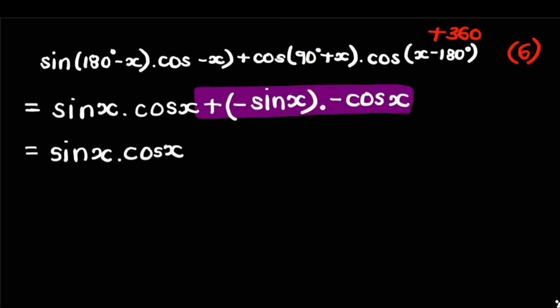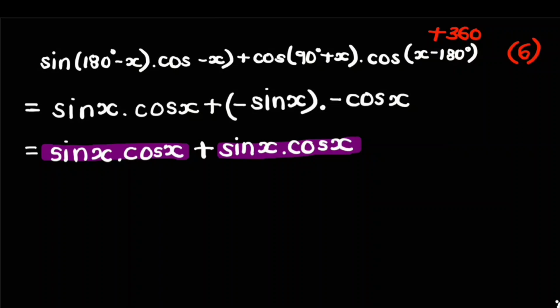Now we're on to the second term, and we are multiplying a lot of signs together, so let's simplify that first. Firstly, we have a positive times a negative, which is a negative, and we're multiplying that by another negative, which is a positive. Then we have sine x times cos x, which is just sine x cos x.